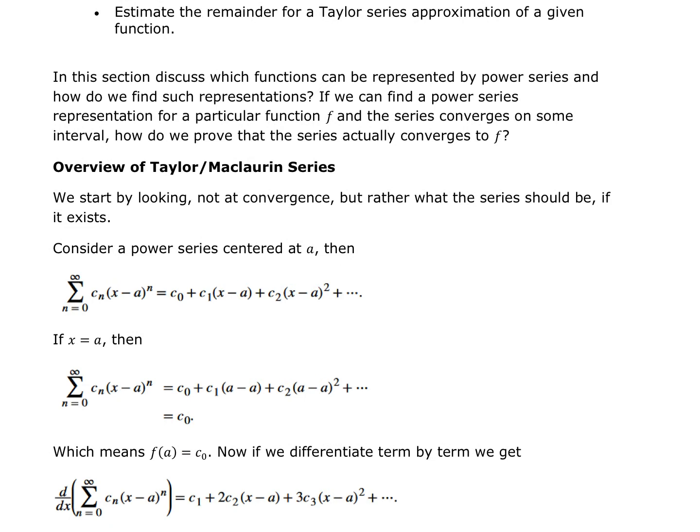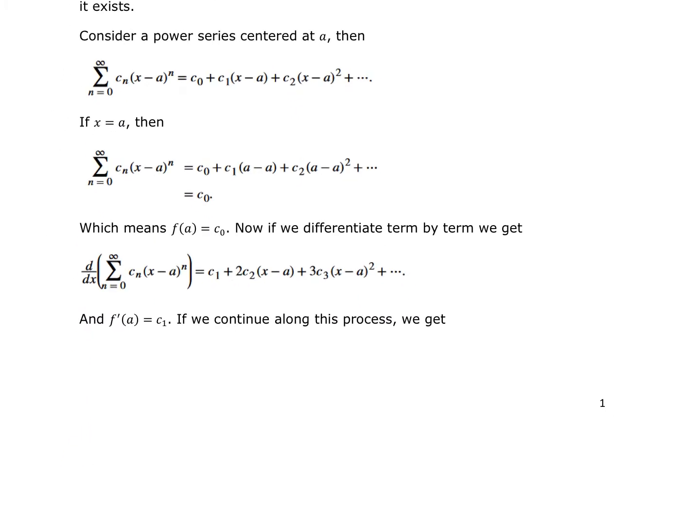So consider a power series that is centered at a. Then this is what it would look like when we expand it out. If x does equal a, we just get our original c naught, which means f of a equals c naught. Now, assuming that x doesn't equal a, because that's boring, then we'd take the derivative of our series, which we know from the last section. We can do it term by term, and this is what we get.